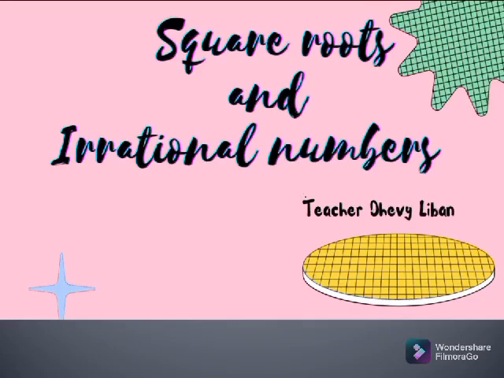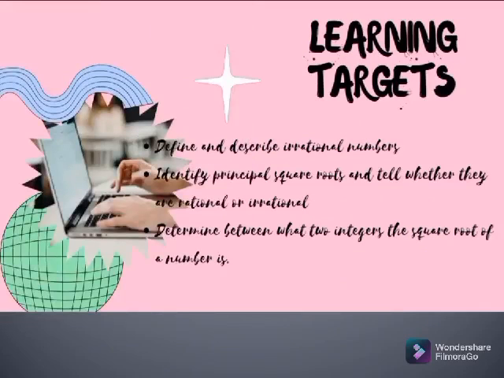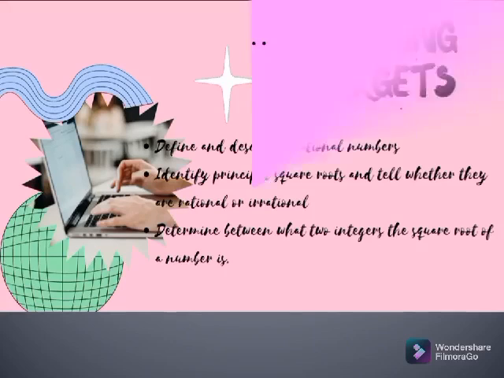Good day, grade 7. Our topic is about square roots and irrational numbers. Here are our learning targets. Define and describe irrational numbers. Identify principal square roots and tell whether they are rational or irrational. Determine between what two integers the square root of a number is.